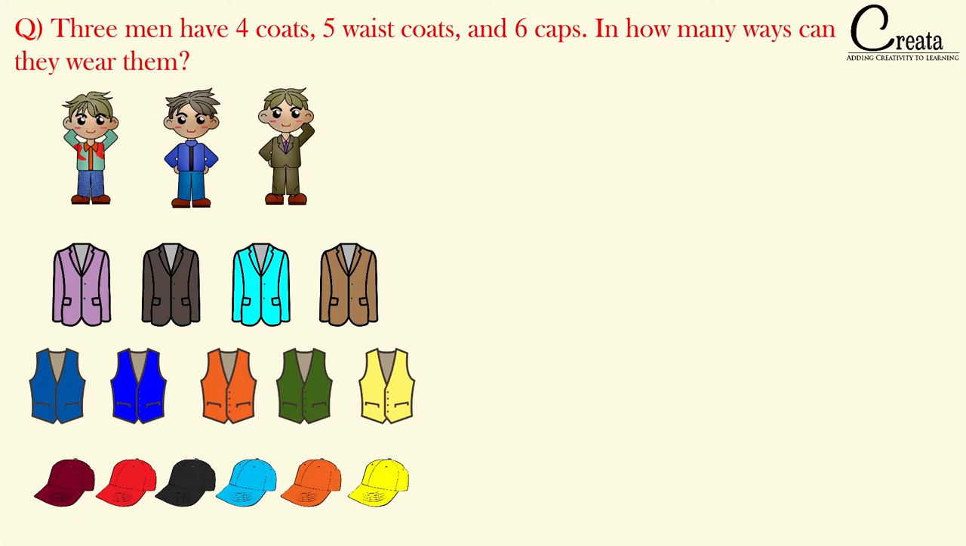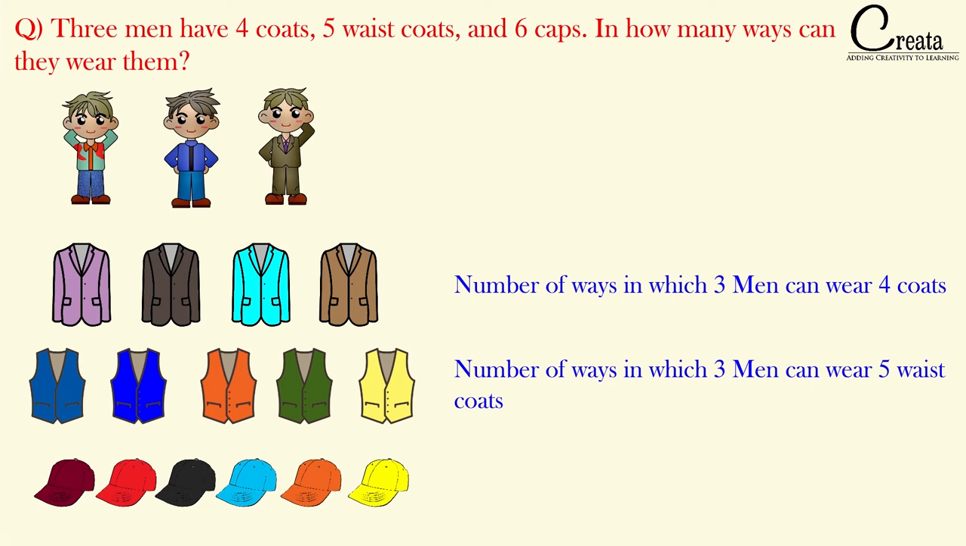That is, we will use the AND OR principle. You have to remember, AND means multiplication and OR means addition. The same fundamental we will use here. Firstly, we will calculate the number of ways in which the 3 men can wear 4 coats. Then we will see the number of ways in which the 3 men can wear the 5 waistcoats. Then finally, we will see the number of ways in which these 3 men can wear the 6 caps. Individually, we will calculate all these 3 values. Then we will multiply them.